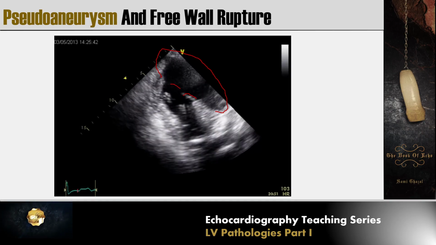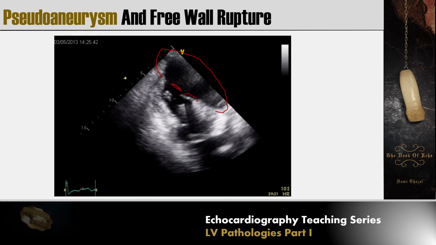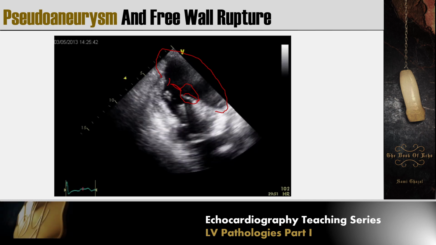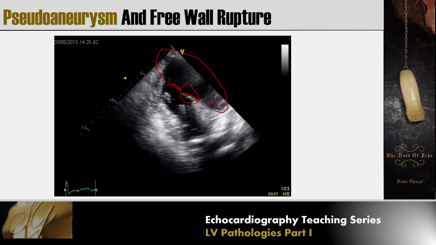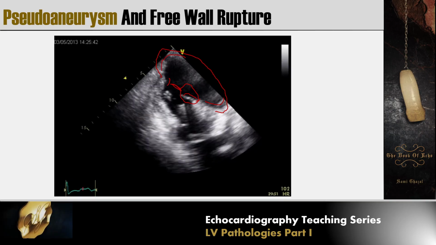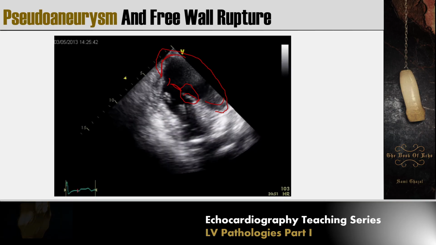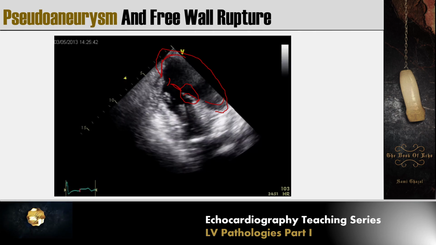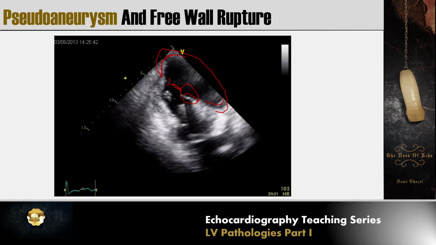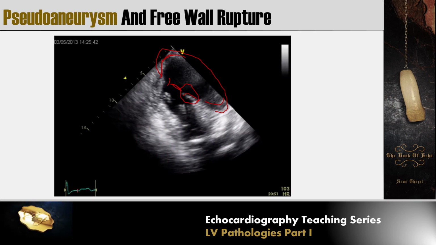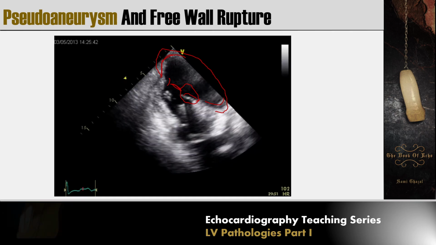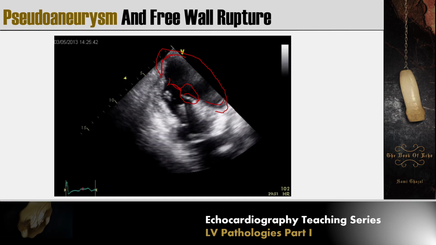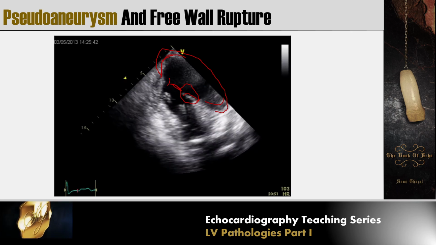It has a short neck and it has a shelf-like structure here, or a shelf-like neck, and then the rest here is a thin wall only covered by epicardium. There is no myocardial tissue. Now, usually we see it with transmural myocardial infarction, and if it is not contained, it can cause cardiac tamponade and sudden cardiac death.